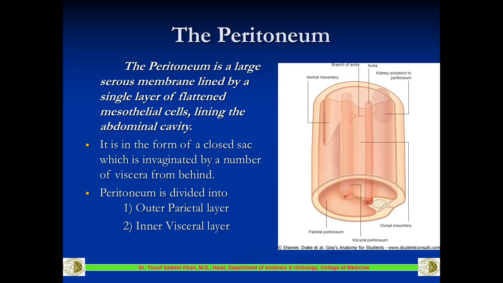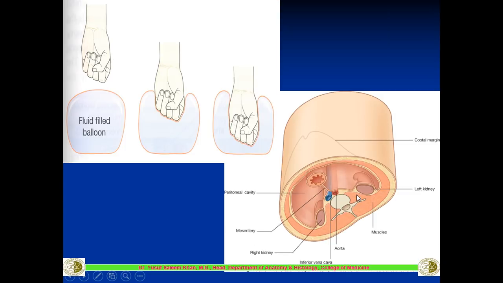So this peritoneum is a closed cavity, just like a balloon inside the abdomen, and the organs are trying to invaginate into this peritoneum. This divides the peritoneum into an outer parietal layer, which is in contact with the abdominal wall, and the inner visceral peritoneum, which will be in contact with the viscera. Okay, so this is how the peritoneum is divided into two parts. Always imagine this balloon, and these organs are trying to invaginate inside it.